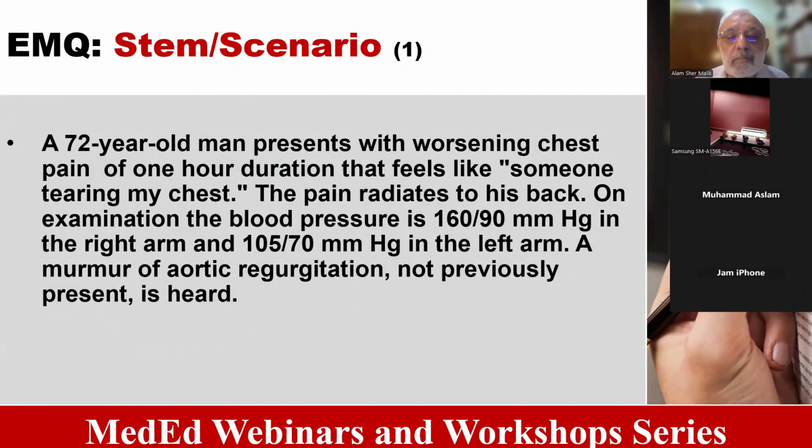On examination, the blood pressure is 160 over 90 millimeter mercury in the right arm and 105 over 70 millimeter mercury in the left arm. A murmur of aortic regurgitation, not previously present, is heard.